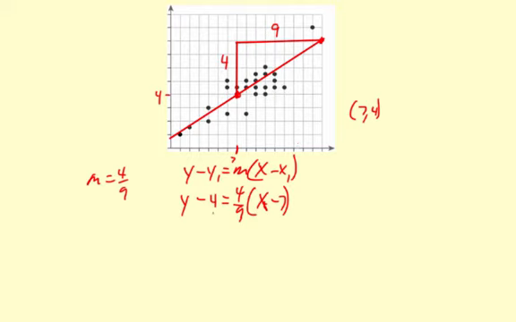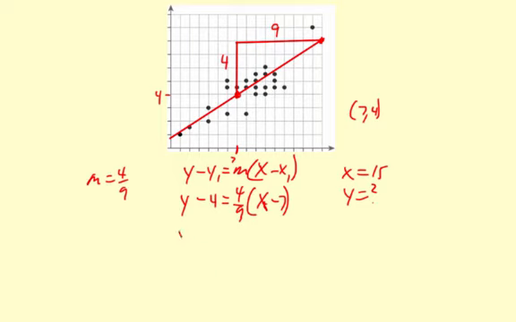Now if you wanted to, you could write it in y equals mx plus b form. You could distribute the 4/9 and then add 4 to both sides. That's going to involve fractions and common denominators, so I'm just going to leave it like this. So what can you do with this model? You can use it to make predictions. What if I want to know if x equals 15, y equals whatever? How do I find that out? One way would be to eyeball it from the graph. Another way would be to input 15 in here and see what you get.